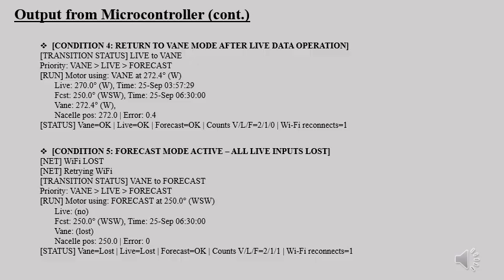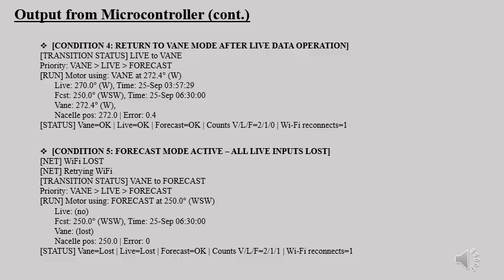The yaw motor begins using the vane reading around 272 degrees to realign the nacelle. All sources are now marked OK again, and the system resumes using the most accurate local measurement. This confirms that whenever the vane sensor recovers, the system always returns to it automatically. Condition 5 is forecast mode, active when all live inputs are lost.